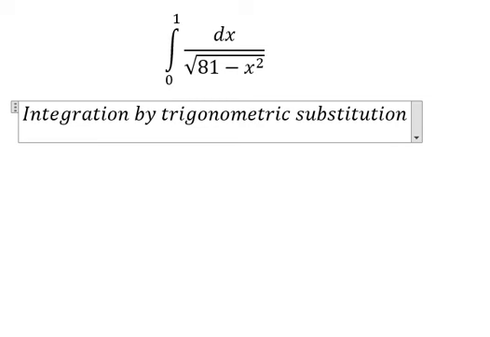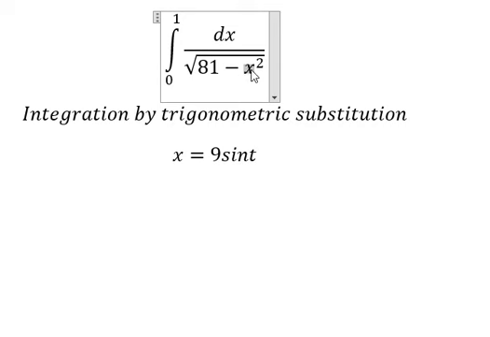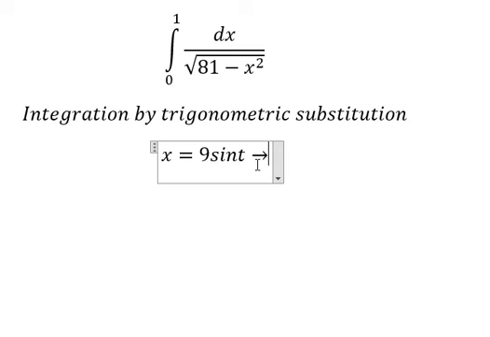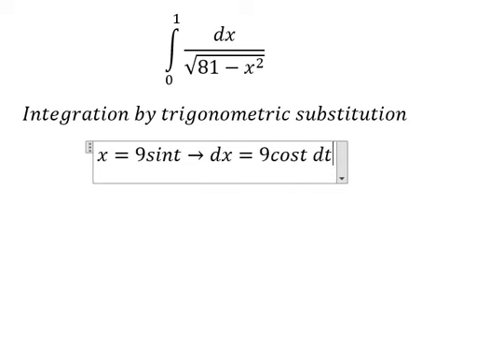So I will put x equals 9 sine t, because if I put this one here, we have 81 sine t squared, 81. We can do factorization: 1 minus sine t squared. We change it to cosine t squared, and later we simplify by dx. Next, we need to take the first derivative of both sides, and we have 9 cosine t dt.